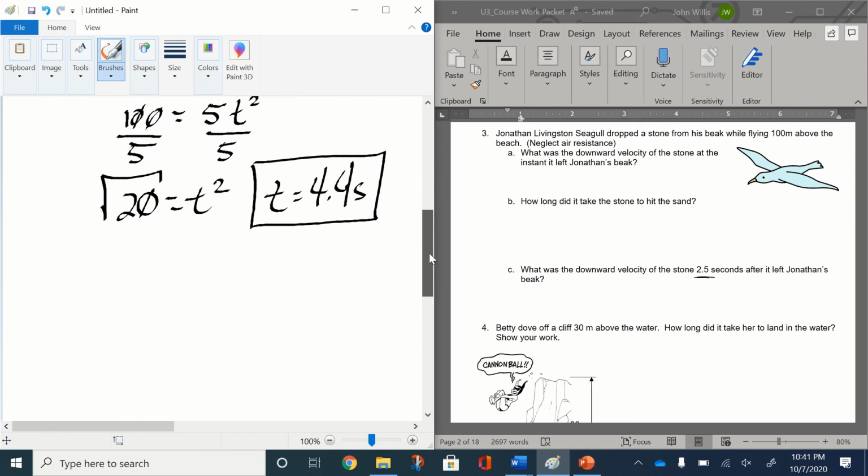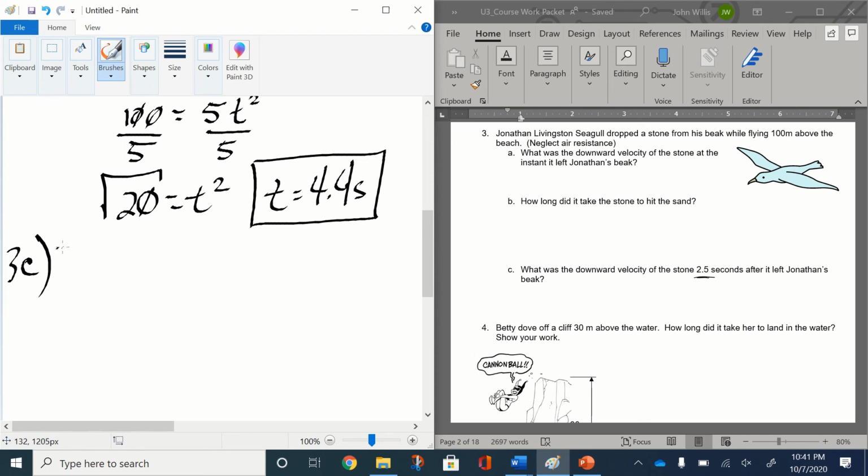Last part, letter C. We do know how long it was falling for. This is 3C. But you'll notice in letter C, I'm not interested in its velocity as it hit the ground. If I was interested in the velocity the rock had as it hit the ground, then I would use a time of 4.4. But in letter C, they're asking me about its velocity after it fell for 2.5 seconds.